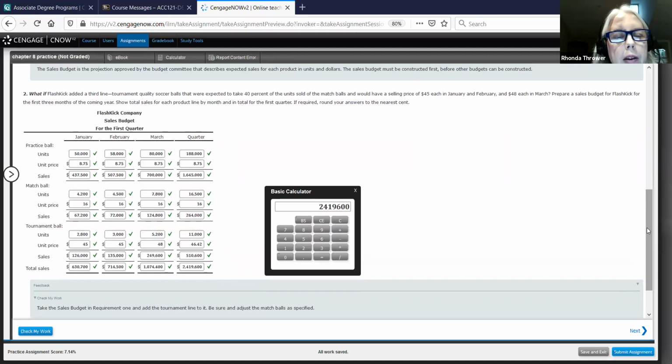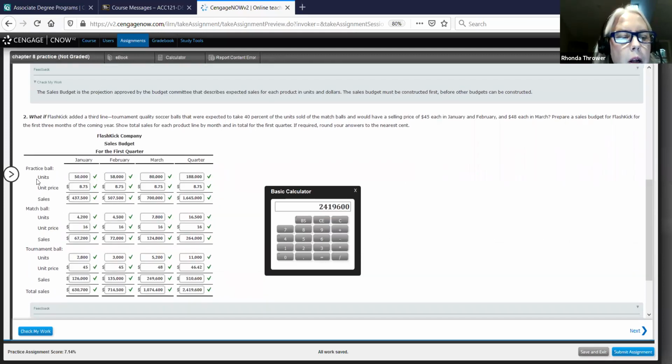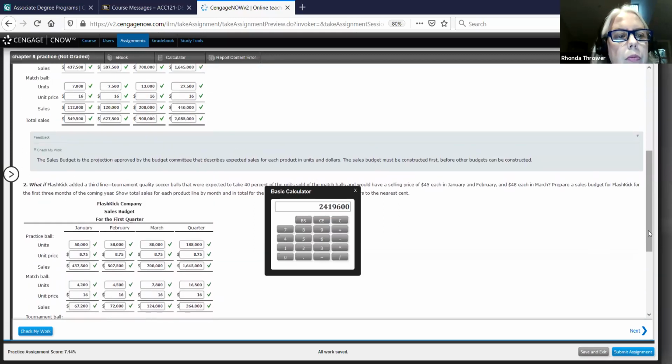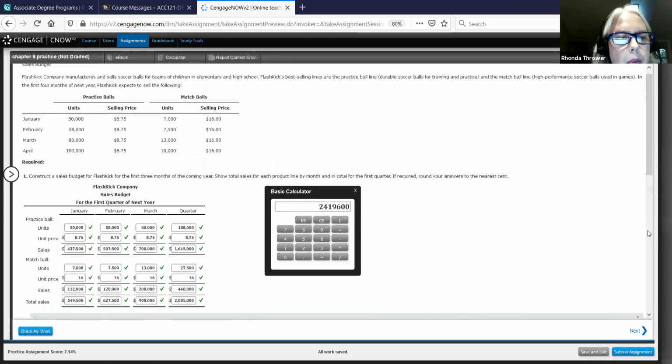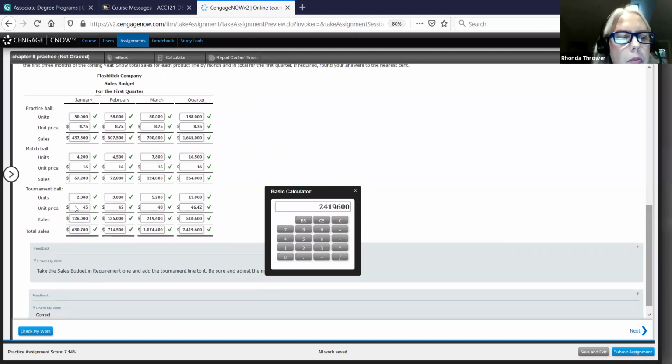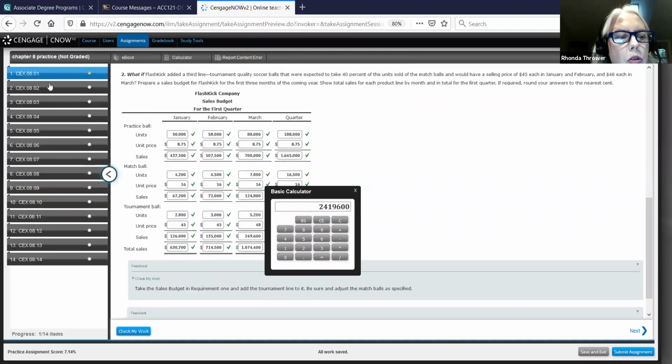If you would add an extra ball to the sales budget, it's basically the same. You're taking the number of units that you're expecting to sell and multiplying it by the selling price. The sales budget is your first budget that you prepare, and you'll use these figures to help you to prepare the next budget. The next budget that I want to look at is the production budget, which is coming from exercise 2.